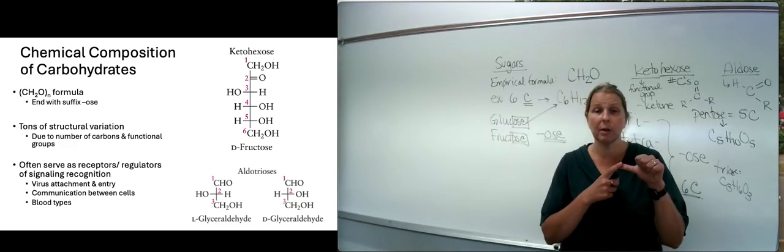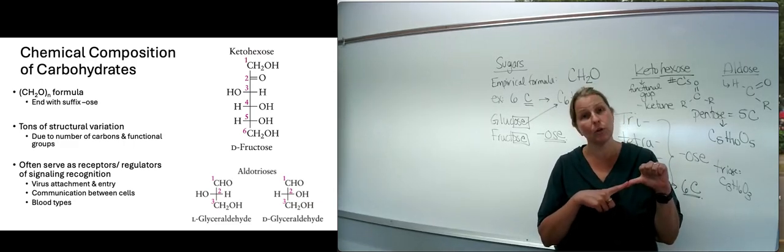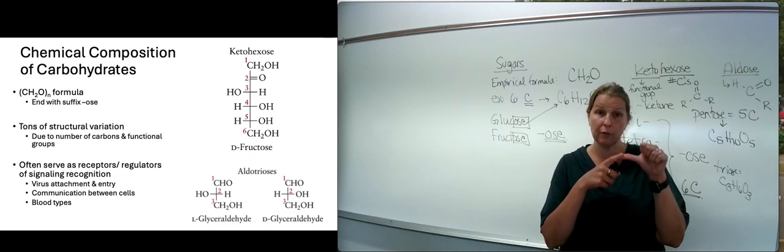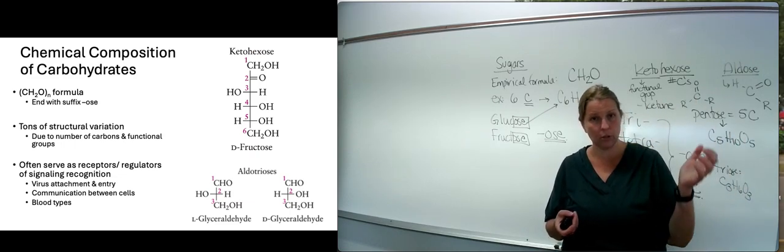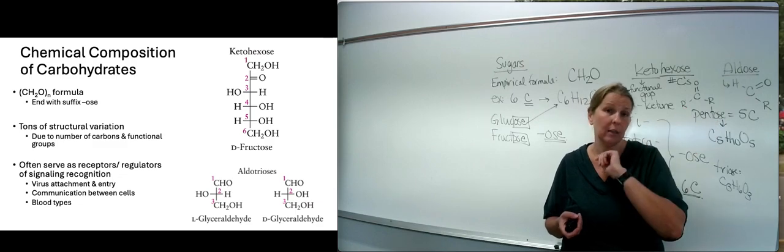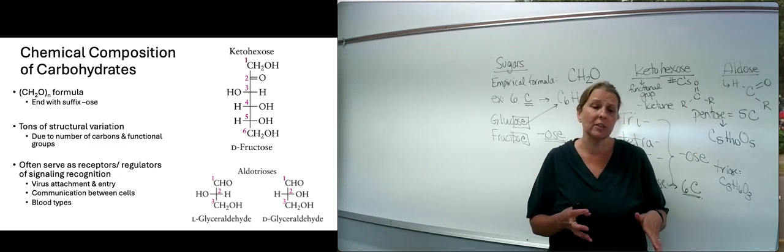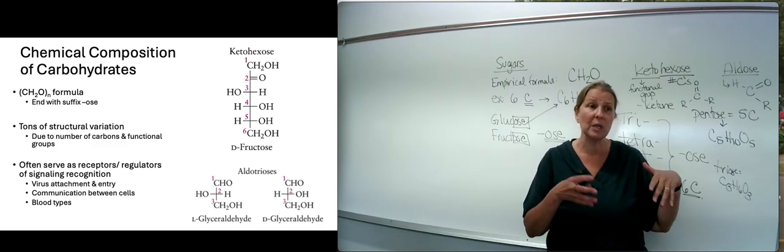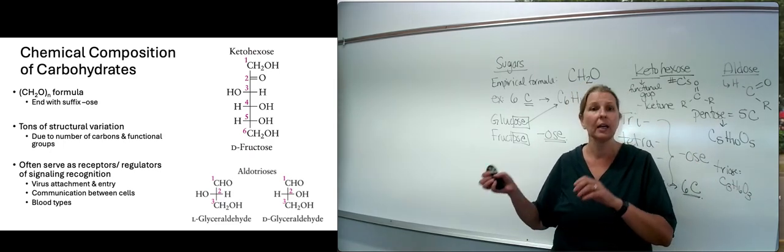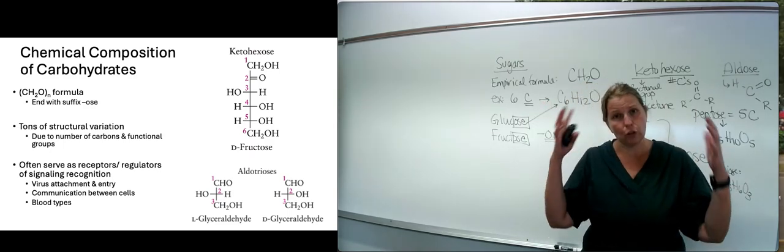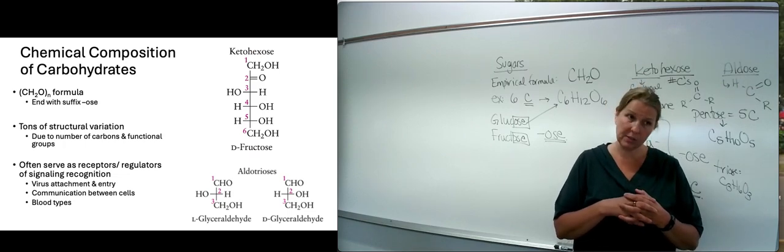So a couple examples, number 1, virus attachment and entry into cells. You may have heard of the flu virus, for example, that binds to a particular sugar on the outside surface of cells, but only particular types of sugars. That's why you oftentimes will hear about certain species associated with the flu, like bird flu or swine flu, etc., because different species have different sugars on the outsides of different types of cells.